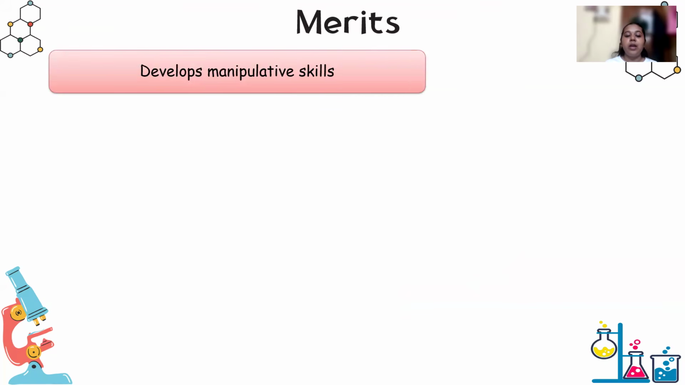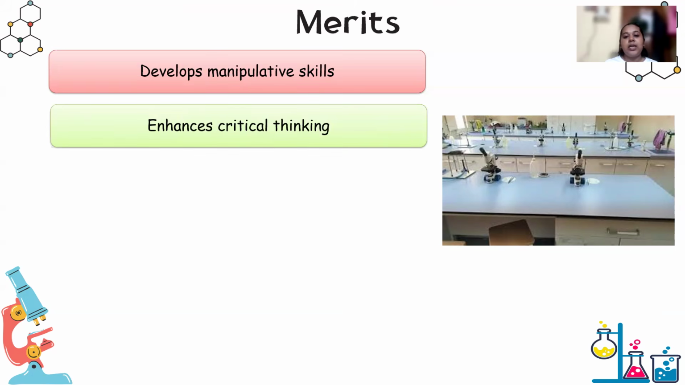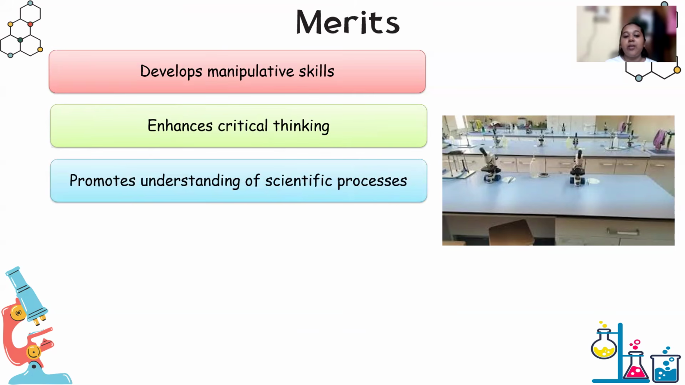The first one is that it develops manipulative skills. So again, while doing any kind of experiment, they might face some problems, but they should be aware of how they can get the results. So that is how they develop manipulative skills. Next, it enhances critical thinking. Again, the student will think critically about why the reaction is happening between any two chemicals, or why this is the result and not the other way.